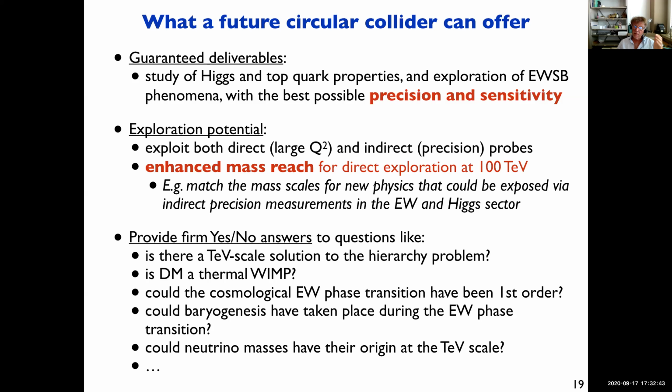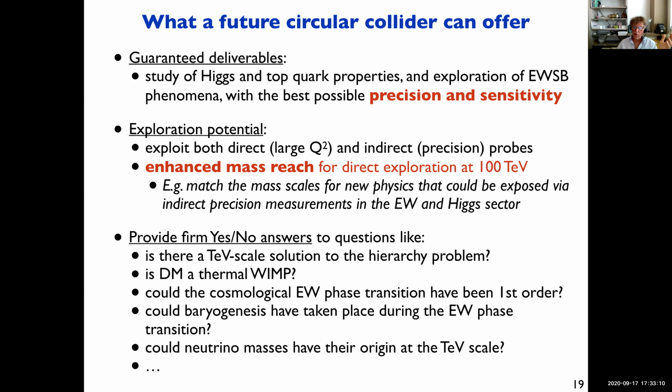And finally, questions that could receive a conclusive yes or no answer are, for instance, whether dark matter is a thermal WIMP, because a thermal WIMP cannot be arbitrarily heavy, and a 100 TeV machine could, in principle, completely close the upper limit on the mass of thermal WIMPs.